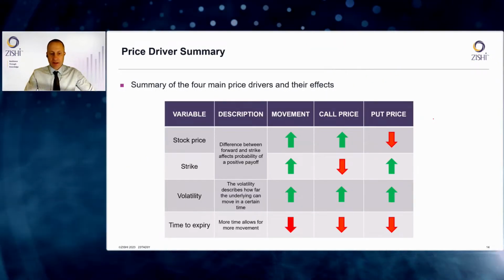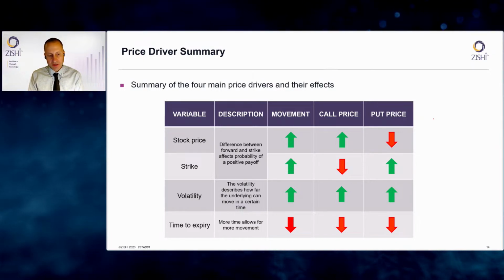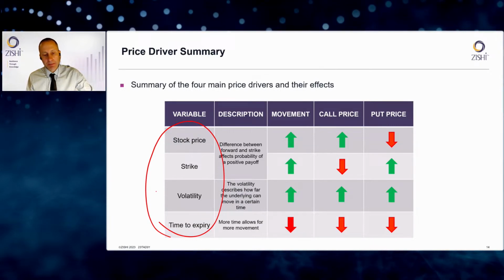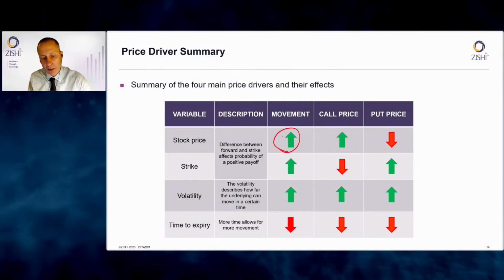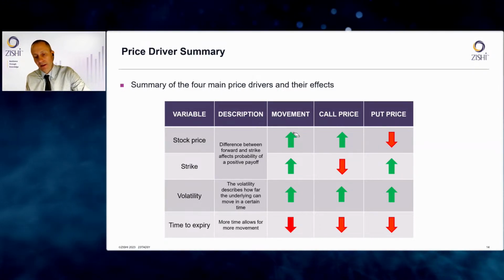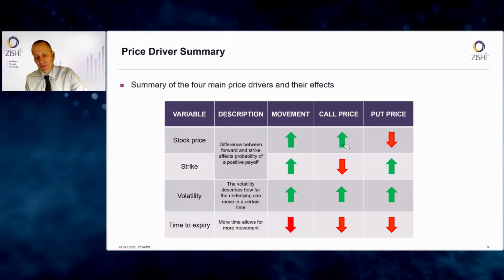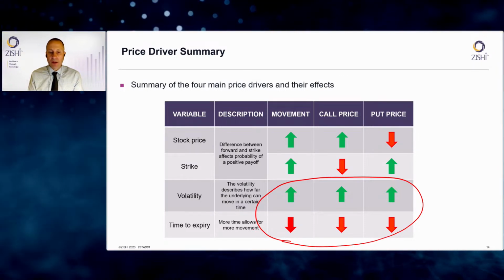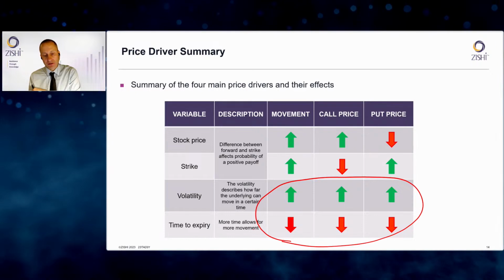And here, hopefully, is a nice summary slide of the way that all of these price drivers work. You can see I've got my 4 main price drivers there down the left-hand side. And if you look across, you can see for a certain movement, so for example, up in the stock, calls go up, puts go down. For the strike, we get the opposite direction if the strike moves up. And then for volatility and time, we get both calls and puts moving in the same direction for an increase in volatility or a decrease in time.